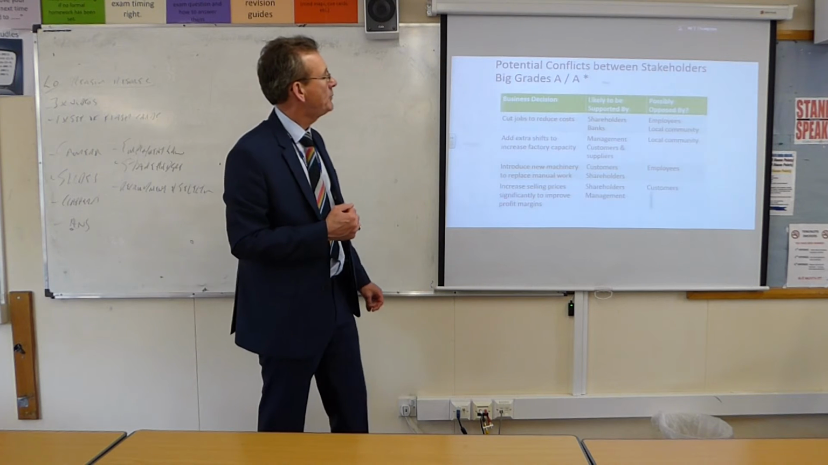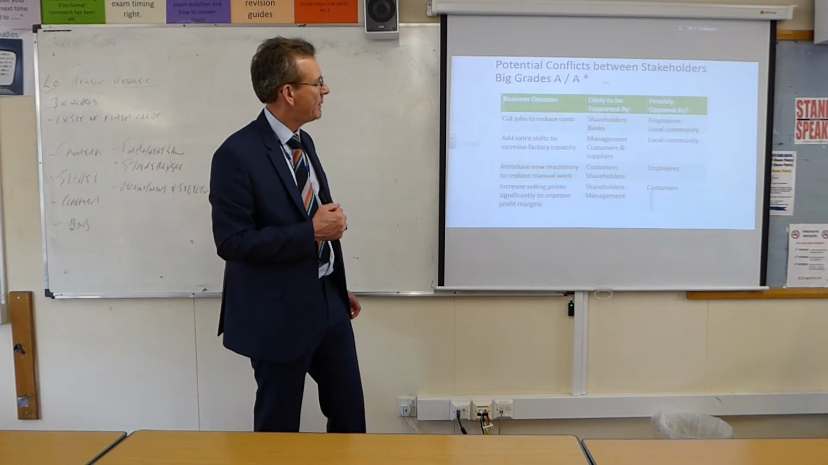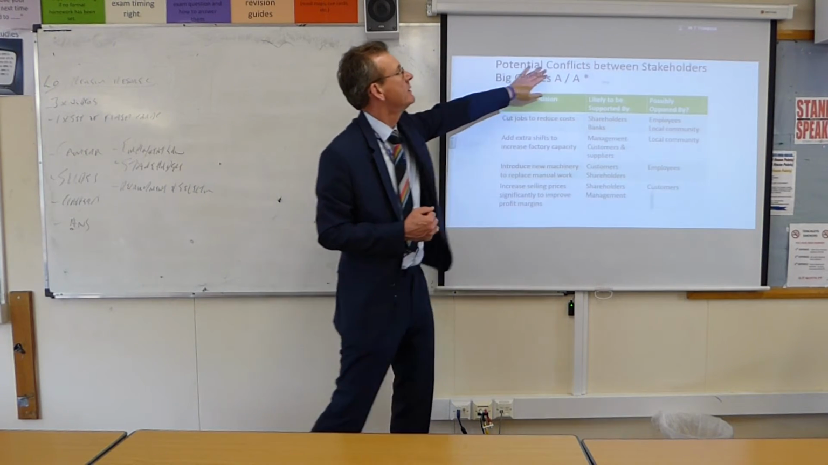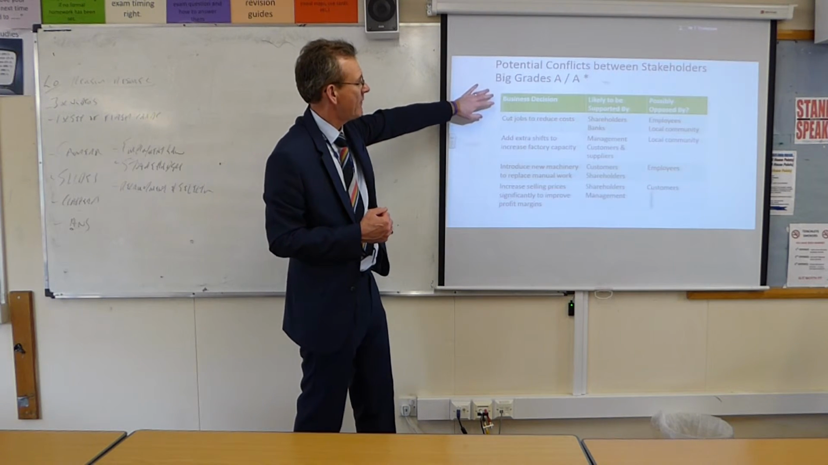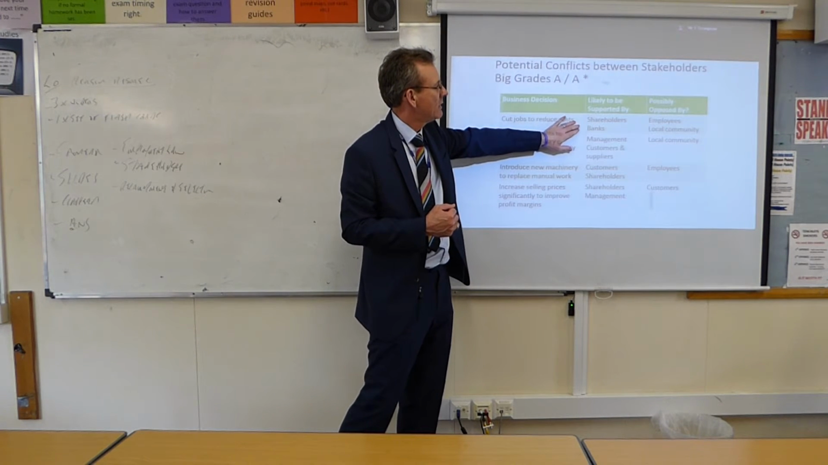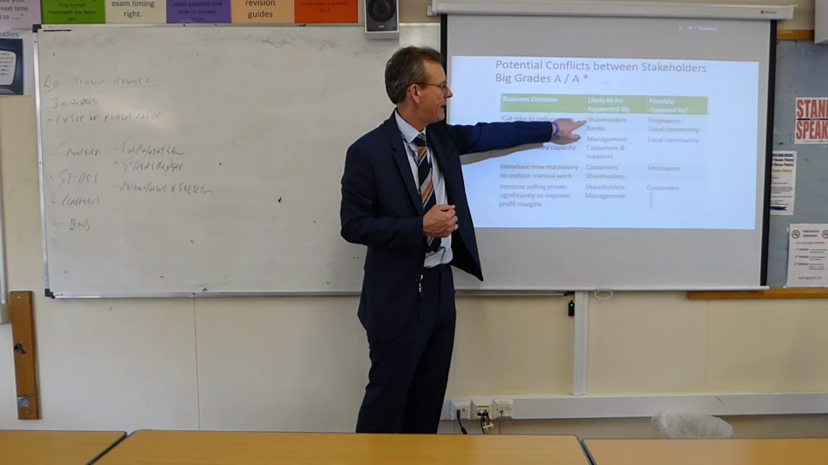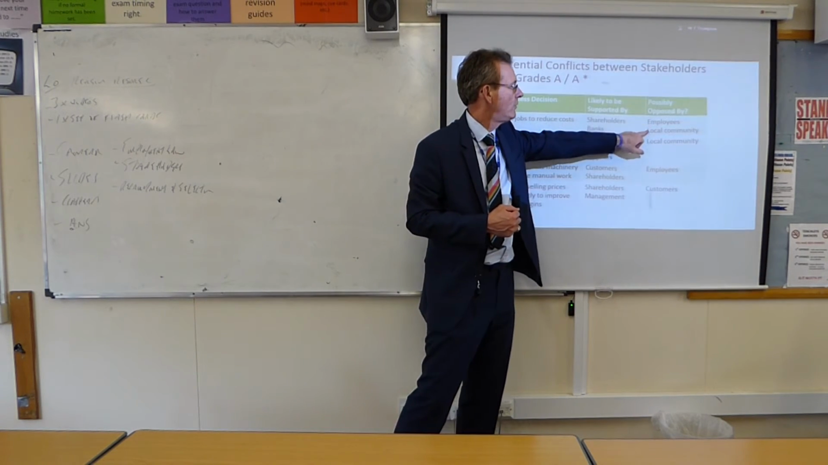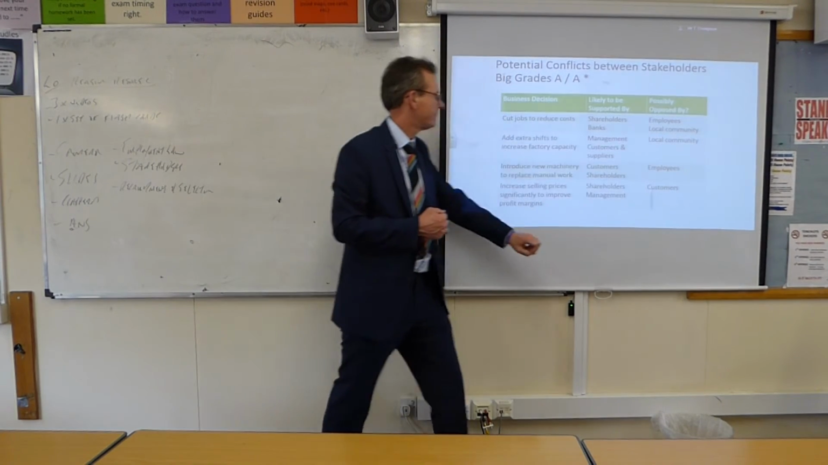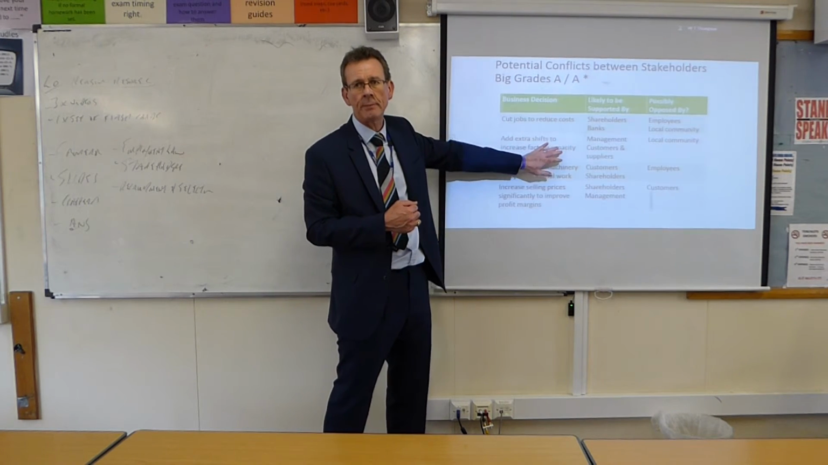And finally, for those people that are going for the big A star, if you're going to go and get the big A star on these kind of questions, you've got to be able to talk about the conflicts between different stakeholders. So for instance, if you're going to cut jobs to reduce costs, that's going to be great in the eyes of the shareholders and the banks because there's going to be more money flying about for them. But it's going to be dreadful for workers, employees and the local community who are going to find lots of people out of work.